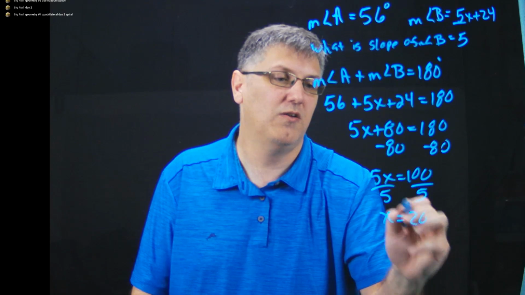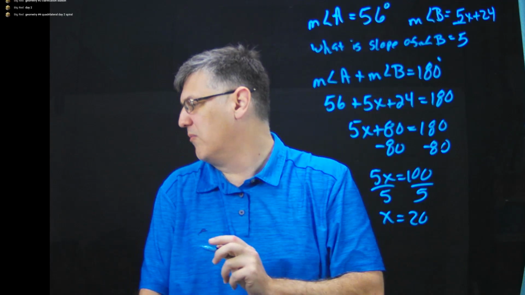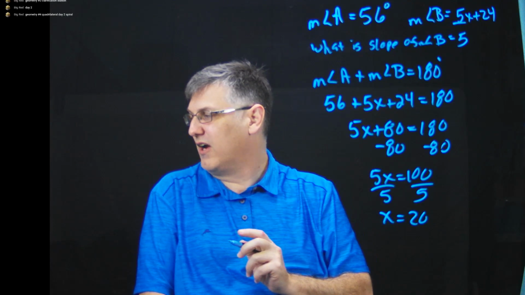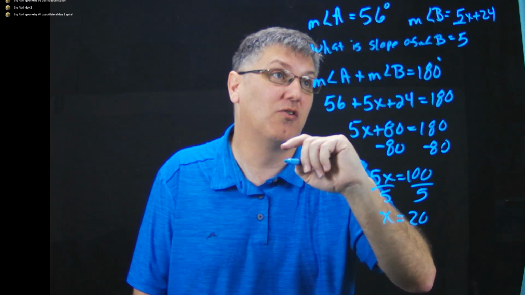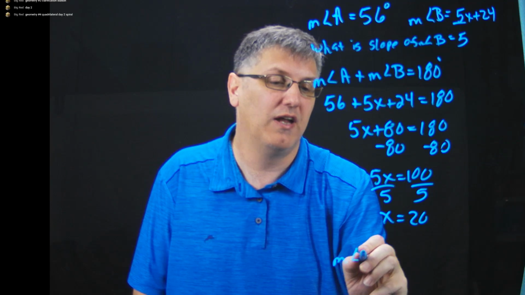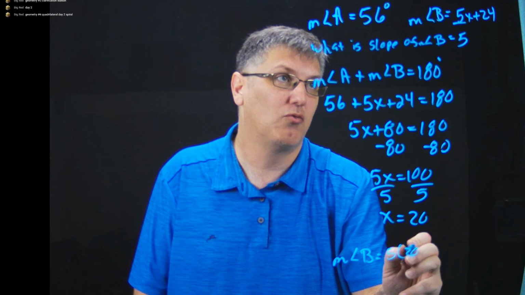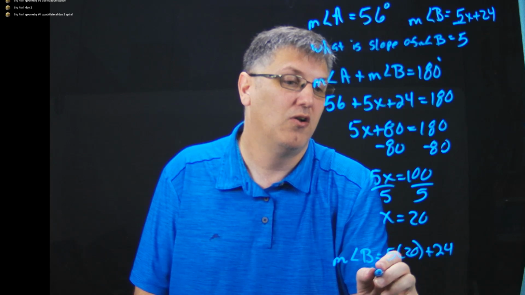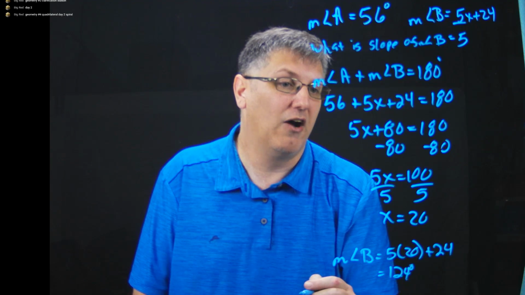X equals 20. I wonder if that's what he meant, is not what is M, but what is X? What is the value of X? Because X is 20. Now to find the actual measure of angle B, all you do is you plug it back into your formula. So the measure of angle B is going to be 5 times 20 plus 24, which gives me 124. So that's the algebra part of it.